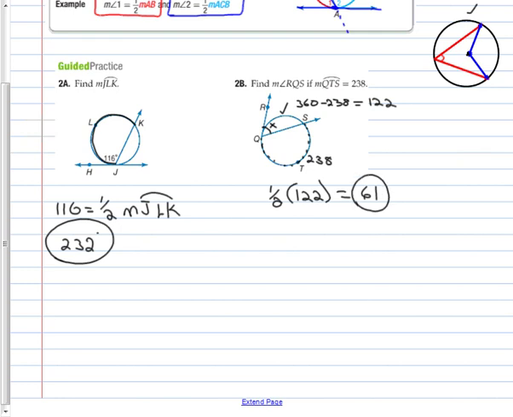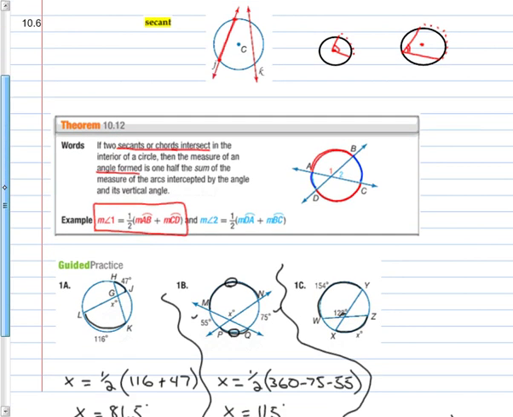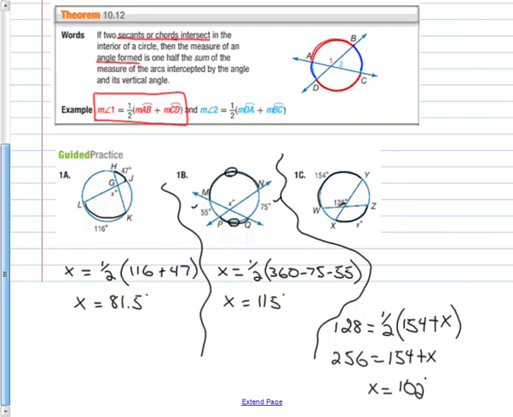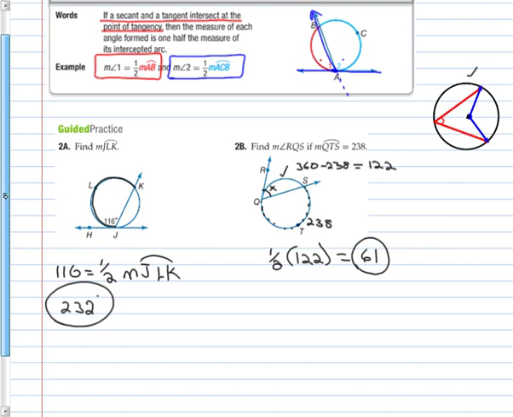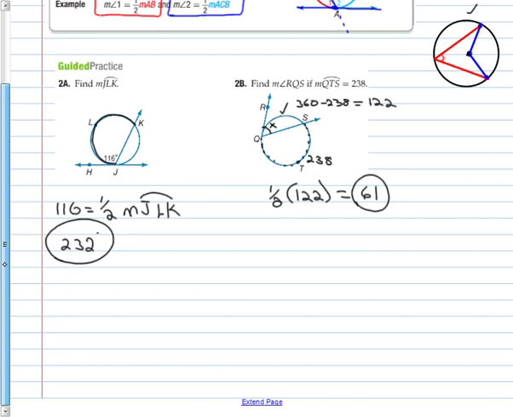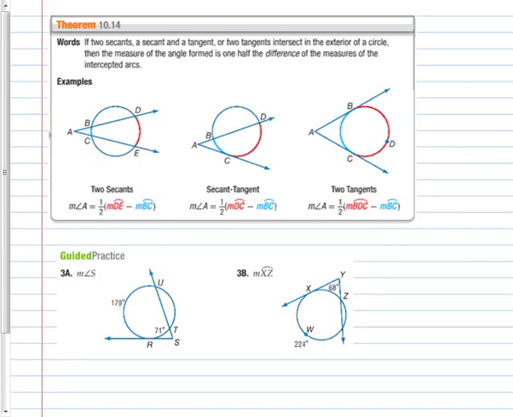So both of these relationships, let me review, whether I have intersecting chords or arcs, they're 1/2 of something. These intersecting secants or chords are 1/2 the sum of their intercepted arcs. And if I have a secant and a tangent, then it's just 1/2 the intercepted arc, just like an inscribed angle.